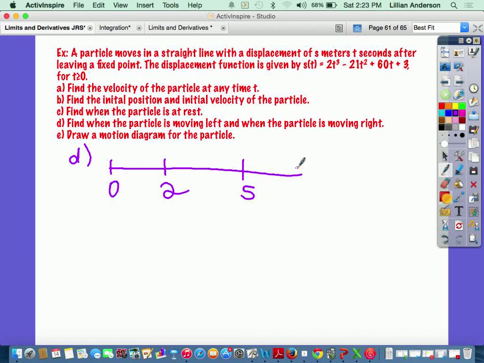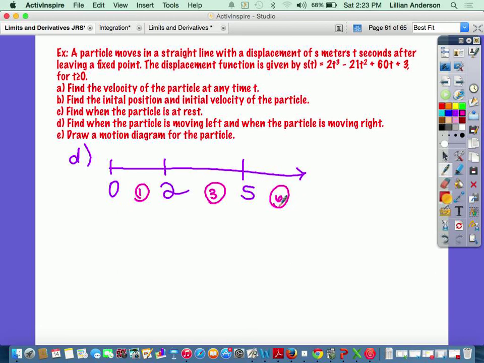So basically we create a number line here, and we're going to test to see when the particle is moving left or right, or up or down. Okay? Well, actually, no, it's left and right, good question. So to do this, all we do is we pick certain points that are in between these intervals, okay?